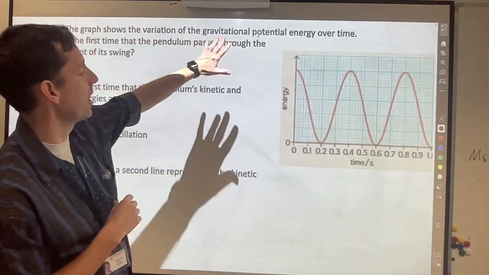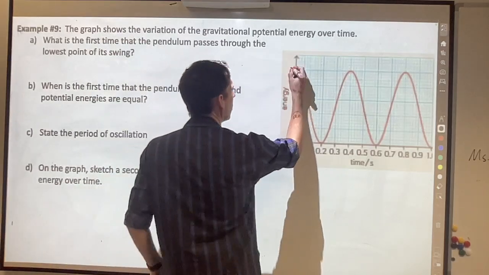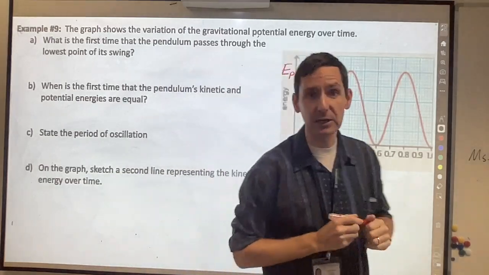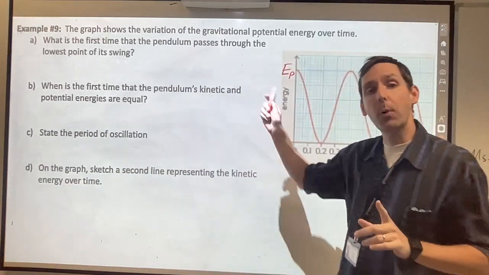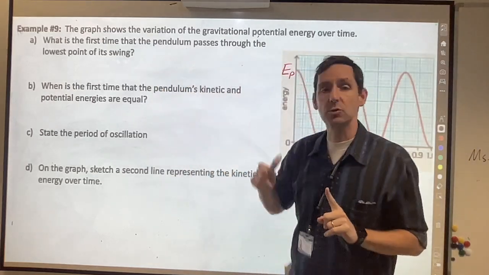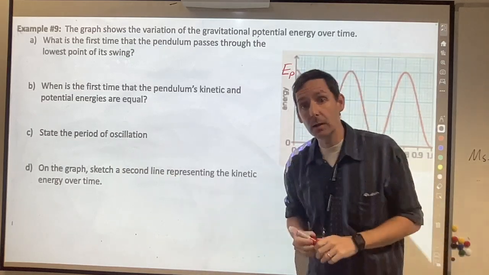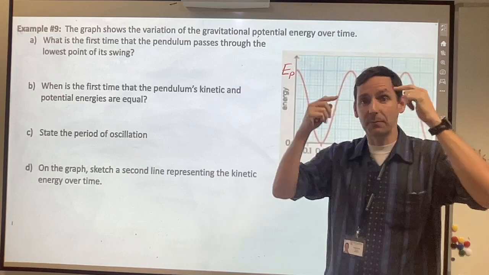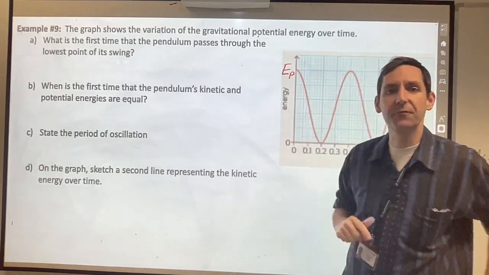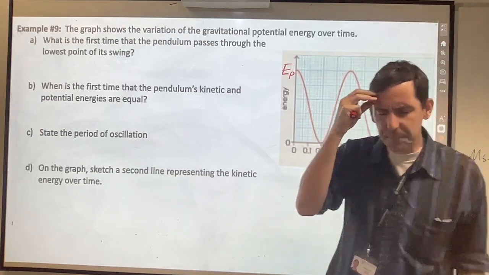This is the variation of gravitational potential energy over time. So I'm going to mark right now that this is the gravitational potential energy over time. And part A says, what is the first time that the pendulum passes through the lowest point in the swing? Okay, so I know that this is for a pendulum. That starts me thinking about some of the things that I might be able to use later. All right, now the first thing is, what is the first time the pendulum passes through the lowest point in the swing? So I'm thinking about a pendulum.